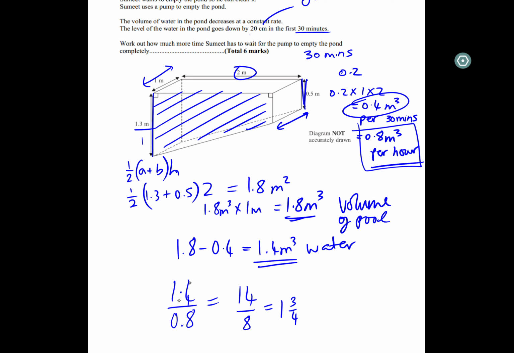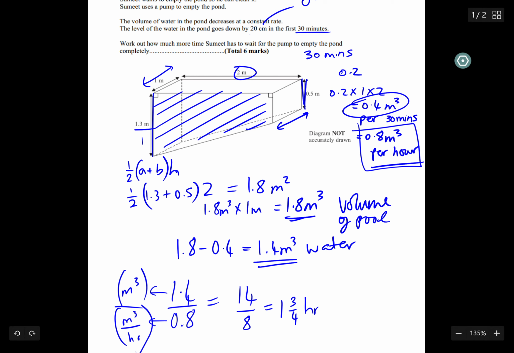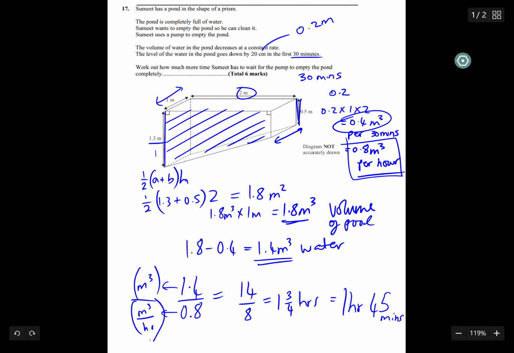And this tells us the time, because what we've just done here is, if you look just at the units for a second, this is going to be meters cubed, and the 0.8 is meters cubed per hour. So when you do meters cubed divided by meters cubed per hour, you just get hours. So 1 3/4 hours, which is obviously 1 hour and 45 minutes. And that's your solution for 6 marks.